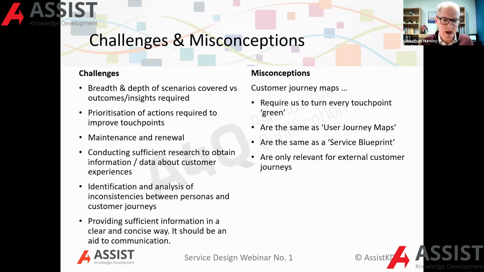That's not true. You have a choice, and it may be there are certain touch points outside of your control, and it might be acceptable within certain circumstances to just think about moving a red touch point up to amber. And that might be acceptable. It does depend on the value proposition of the organization and its strategic priorities with regard to what it wants to do.